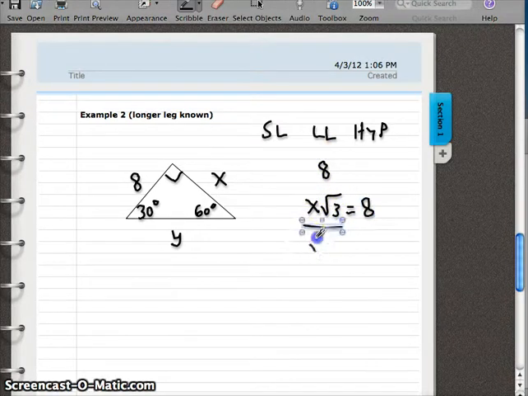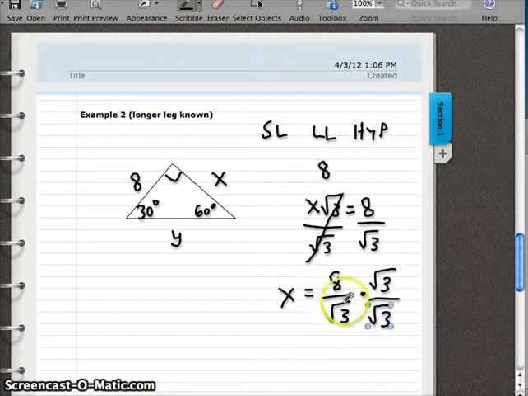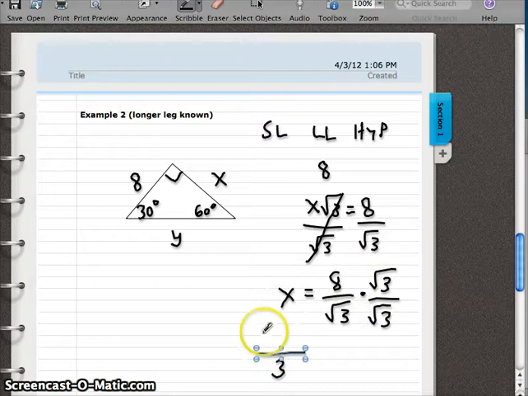So if we divide by the square root of 3, that gives us x on one side. But now we need to get rid of the square root of 3. So we rationalize, multiply top and bottom by the square root of 3. That gives us a 3 on the bottom. And on top we have 8 in front of the square root of 3.